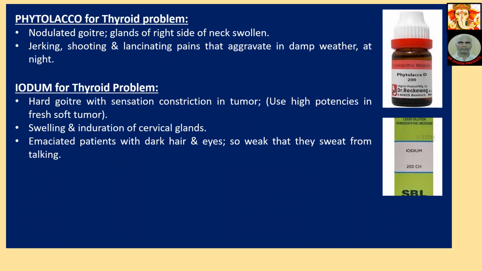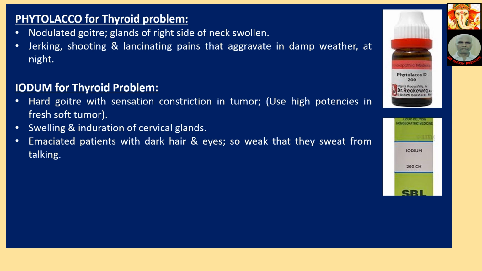Phytolacca for thyroid problem. Nodulated goiter, glands of the right side of the neck swollen, jerking, shooting and lancinating pains that aggravate in damp weather at night. Iodum for thyroid problem, hard goiter with sensation of constriction in tumor. Use high potency in fresh soft tumor. If it is a fresh tumor, then high potency will be better.